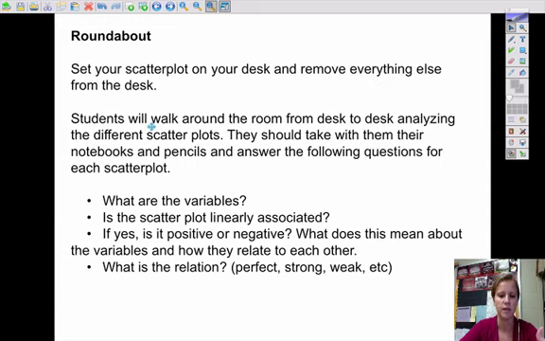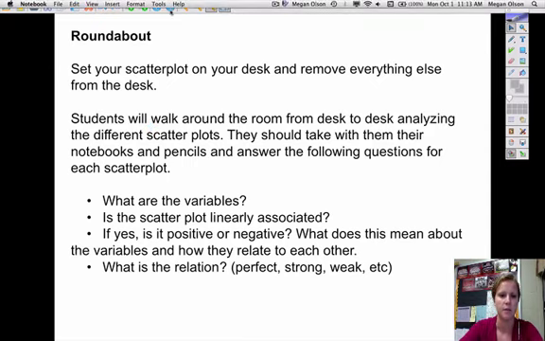Is the scatter plot linearly associated or non-linearly associated? If it is linearly associated, then is it positive or negative? And you can answer this even if you don't think it's associated. And then what does that mean about the variables? How does that relate if this was a real-world context? How could you talk about that relation? And then is it a strong, weak, or perfect relation? So you need to do that with every scatter plot you can. And let's take about 25 minutes on this, 25-30 minutes on that.